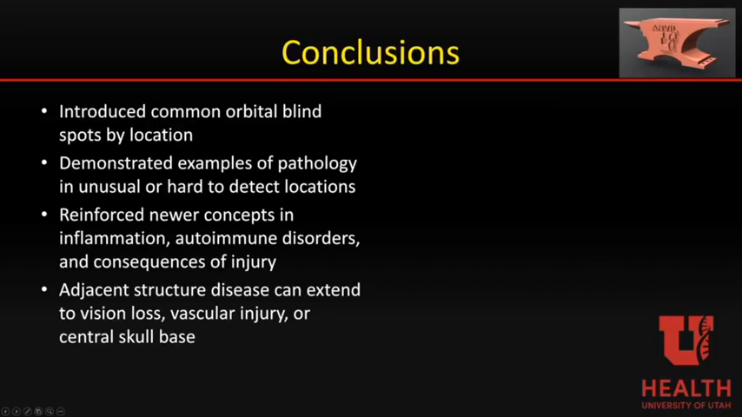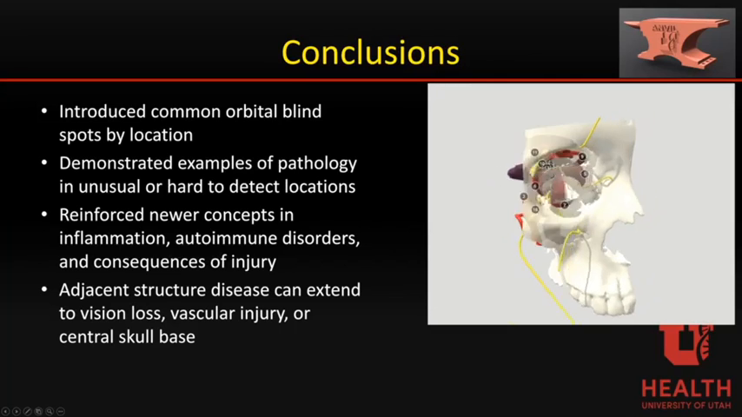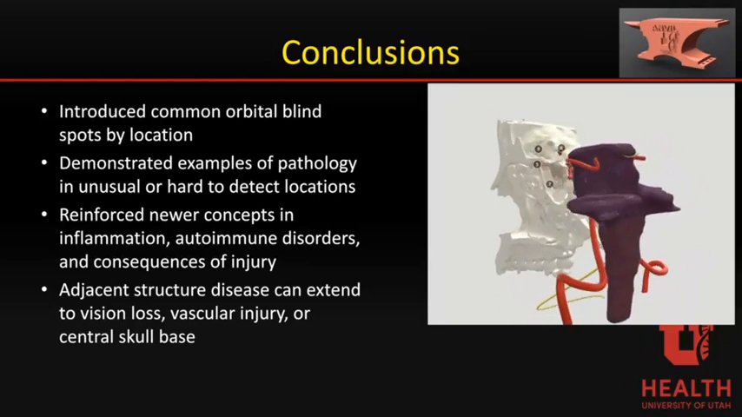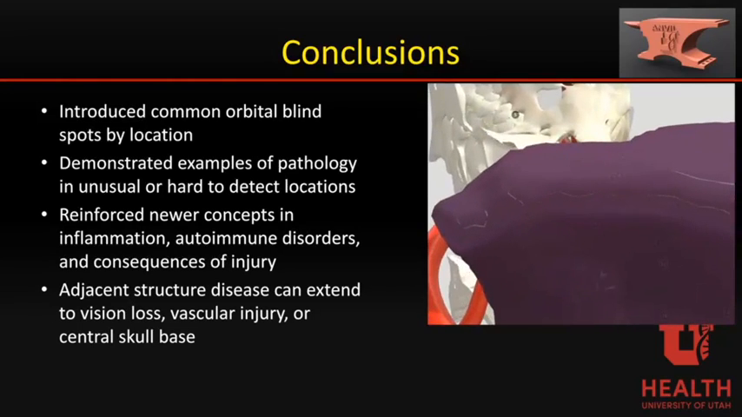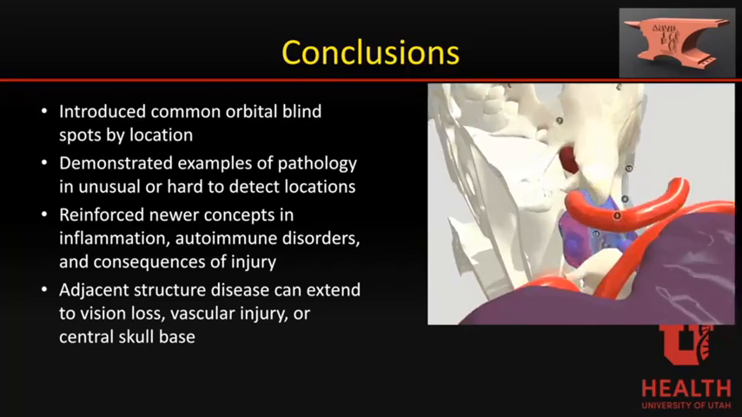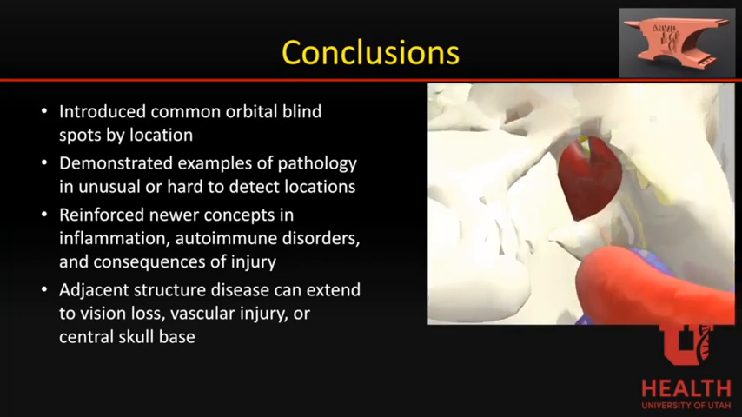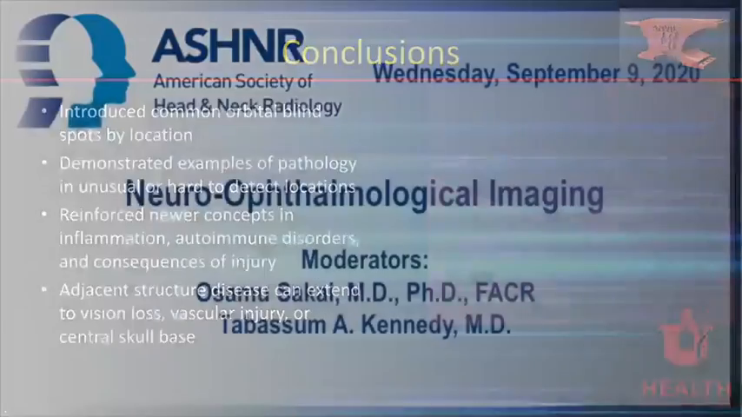So in conclusion, we've tried to introduce some of the common orbital blind spots by location. We've tried to demonstrate examples of pathology in unusual or hard to detect locations. And we try to reinforce those newer concepts in inflammation, autoimmune disorders, and consequences of injury. And we'd like to reinforce the concept that adjacent structure disease can extend into the orbit, causing vision loss, vascular injury, or extension to the central skull base. Thank you very much.